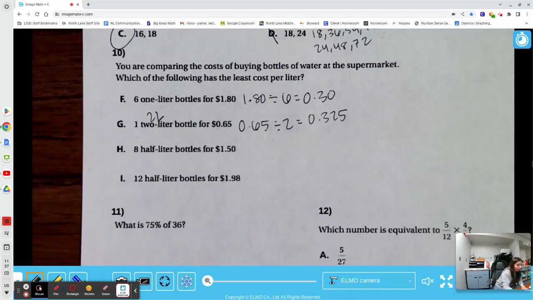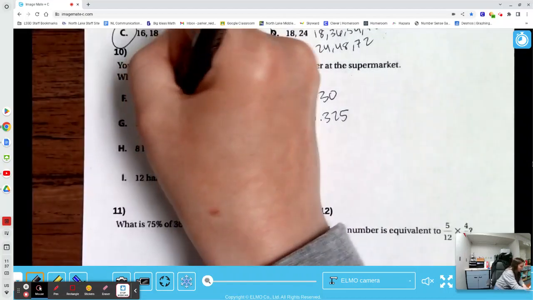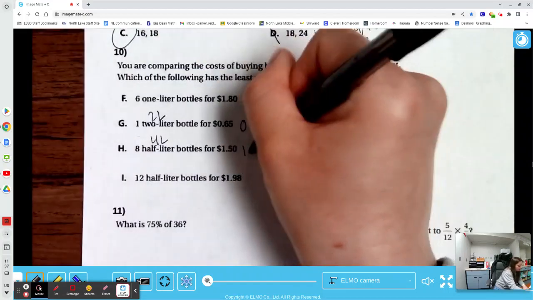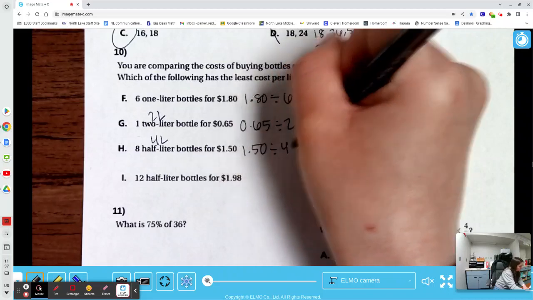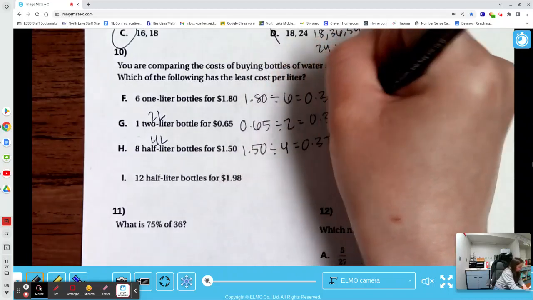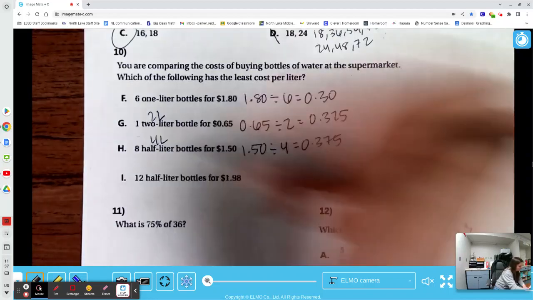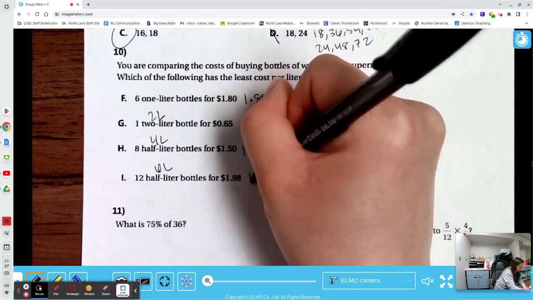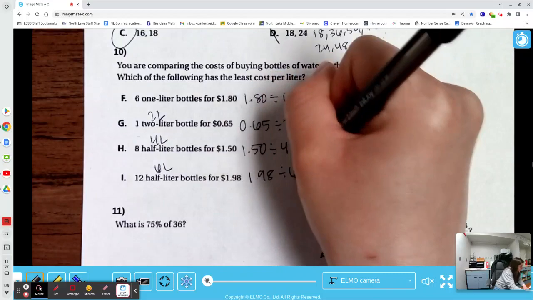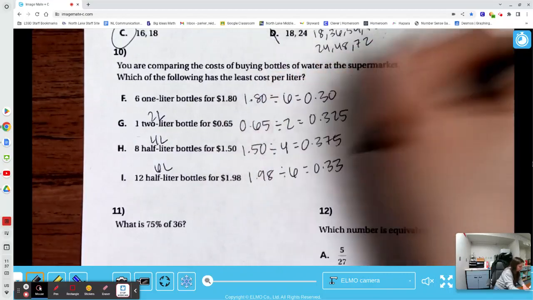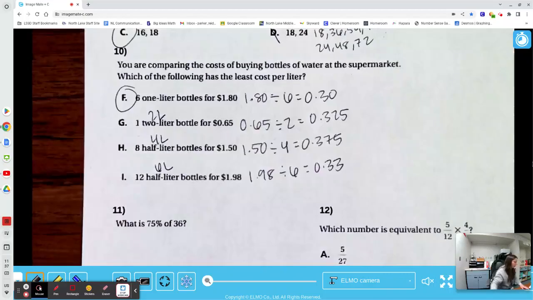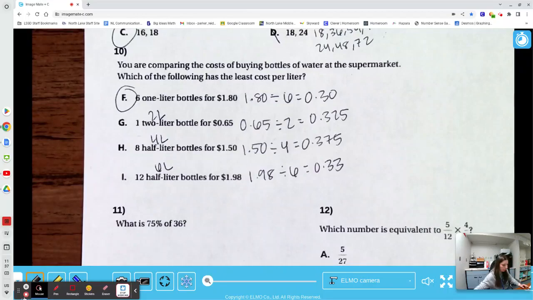H, 8 half-liter bottles. So 2 halves make a whole. So if I have 8 halves, that means it's 4 whole liters. So the money, 150 divided by the liters, 4. That's 0.375 per liter. And finally, I, 12 half liters, so 6 full liters. To take the money, divide it by 6 liters, I get 0.33, so 33 cents. So option F, 6 1-liter bottles for $1.80 is the best deal.